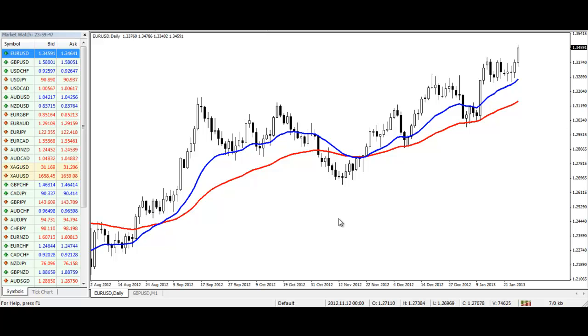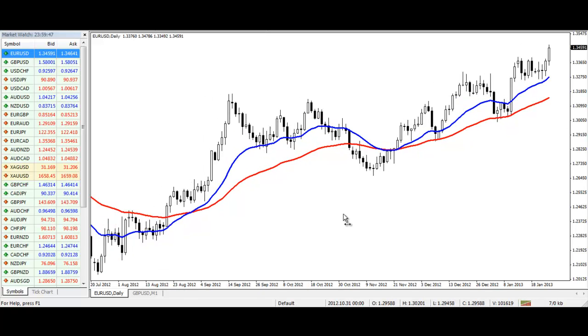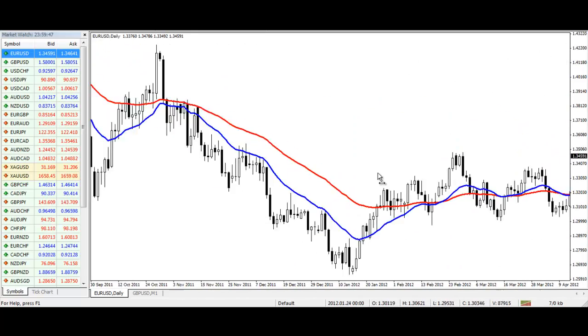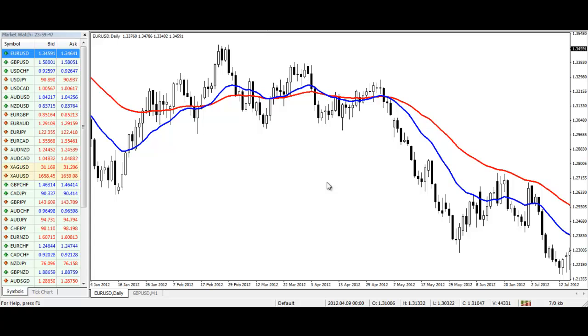Now, we're going to start off looking at the Euro US dollar, and we're going to look at it over the last year, and we're going to identify the trading opportunities that have developed over that period of time. Now, we're also going to focus on primarily trend-based trading opportunities only.